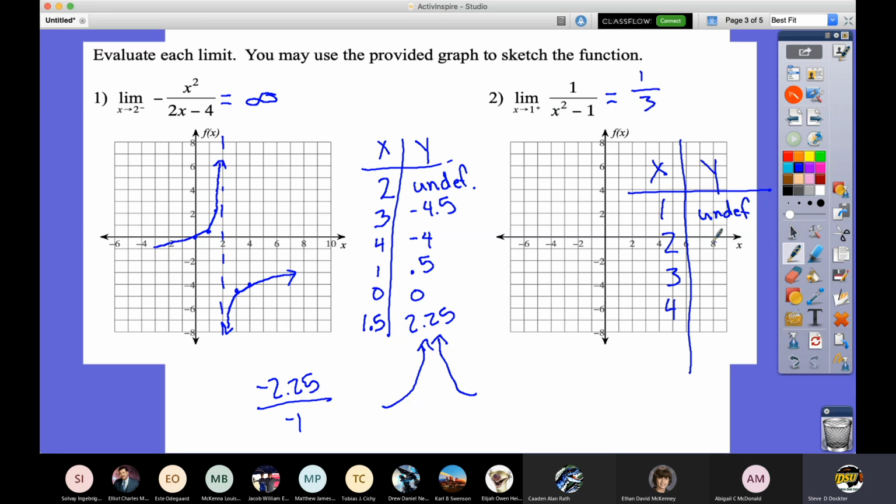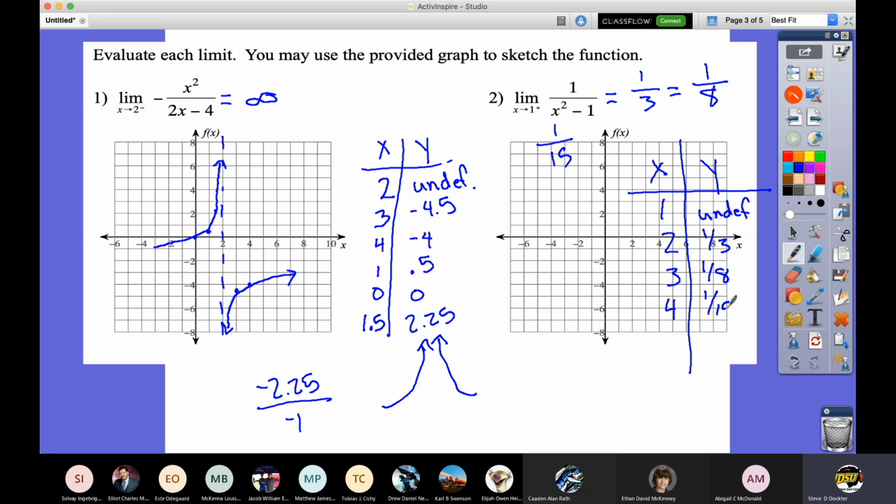If I plug in a 2, we get 1 over 2 squared is 4 minus 1 is 3. So this would be 1/3. I plug in a 3: 1 over 9 minus 1 is 8. So 1/8. And then, technically, I could probably tell what's going on here, but we could plug in a 4. 1 over 16 minus 1 would be 1/15.